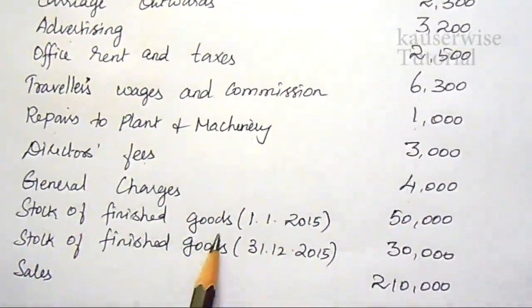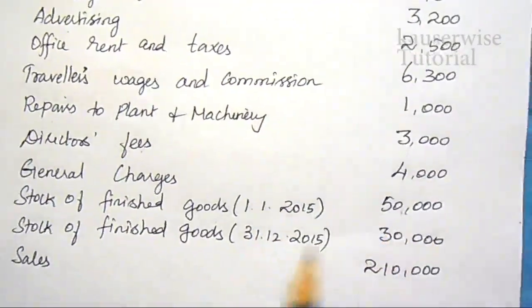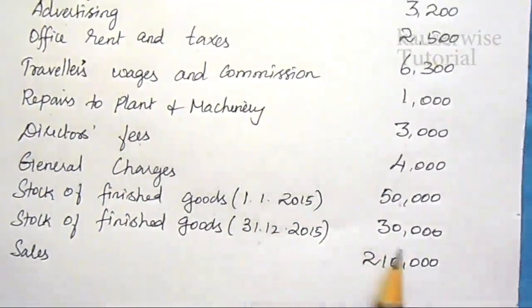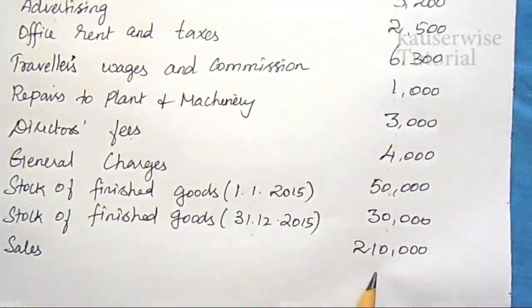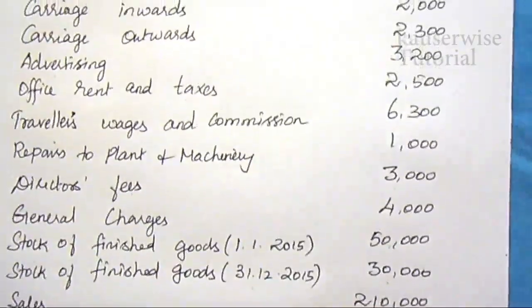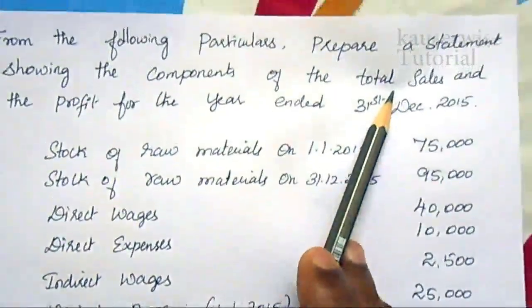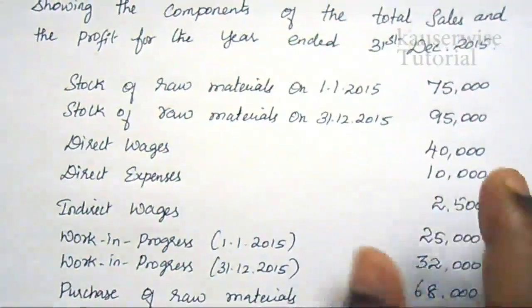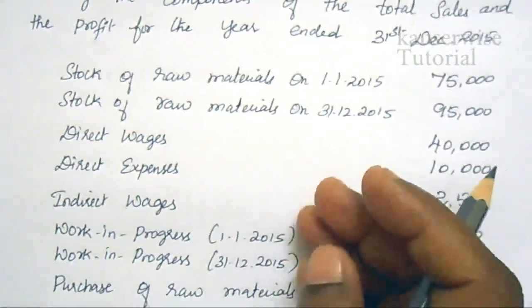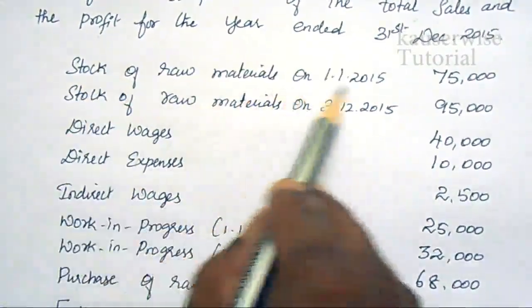Then stock of finished goods, that is opening stock of finished goods 50,000 and closing stock of finished goods 30,000. And finally sales 2,10,000. With this information, they ask you to prepare a statement showing total sales and the profit. Now let us see the solution. For our understanding, first identify the different categories of expenses. First one, opening stock of raw material.